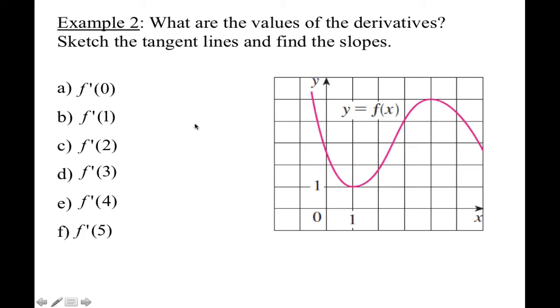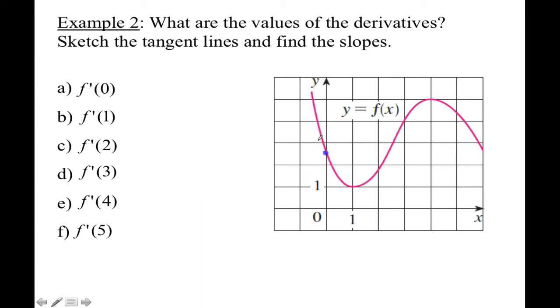So what you're going to do is, when it says f prime of 0, that means when x is 0, you are going to go up to the function at x equals 0. So if I was going to go up to the curve at x equals 0 at this point, I want to draw a tangent line at this point.